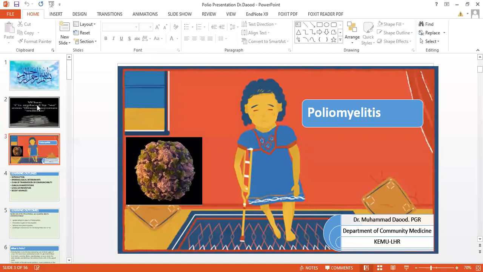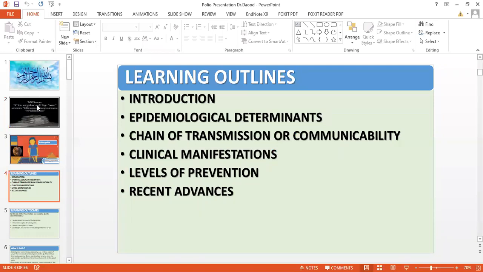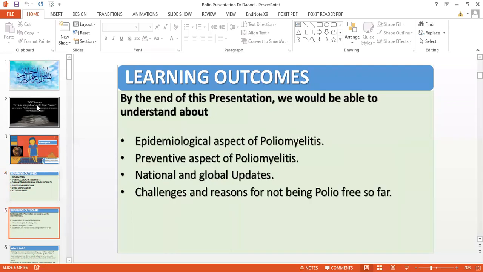In today's presentation about poliomyelitis, the learning outlines will be introduction, epidemiological determinants, chain of transmission or communicability, clinical manifestations, levels of prevention and recent advances. By the end of this presentation, we will be able to understand the epidemiological aspect of poliomyelitis, the preventive aspect, national and global updates, and the challenges and reasons for not being polio free so far, which we will cover today.